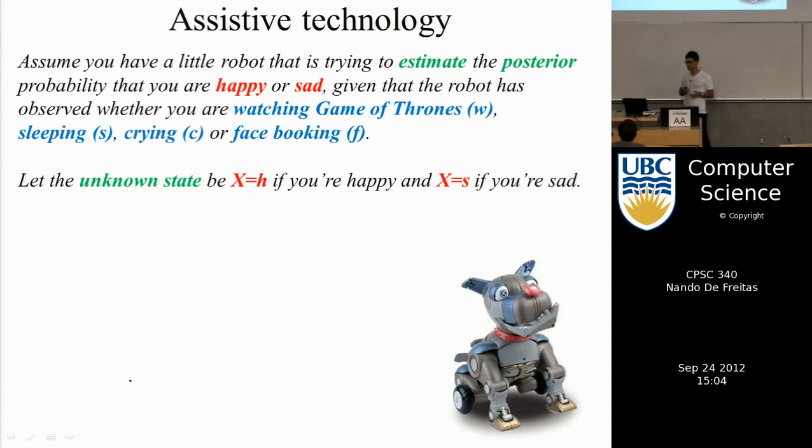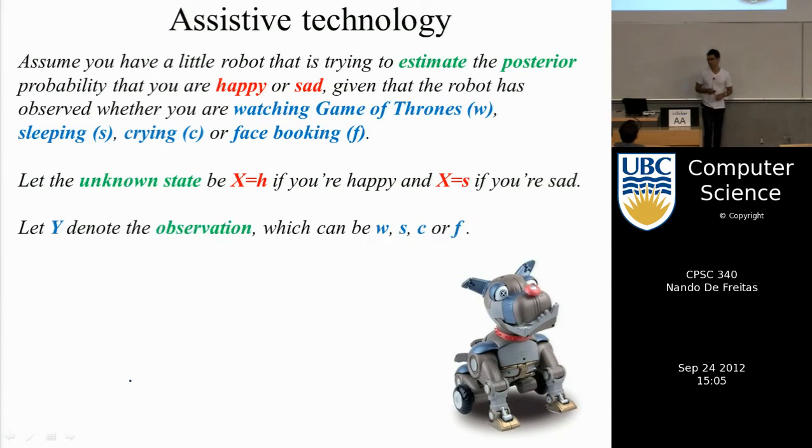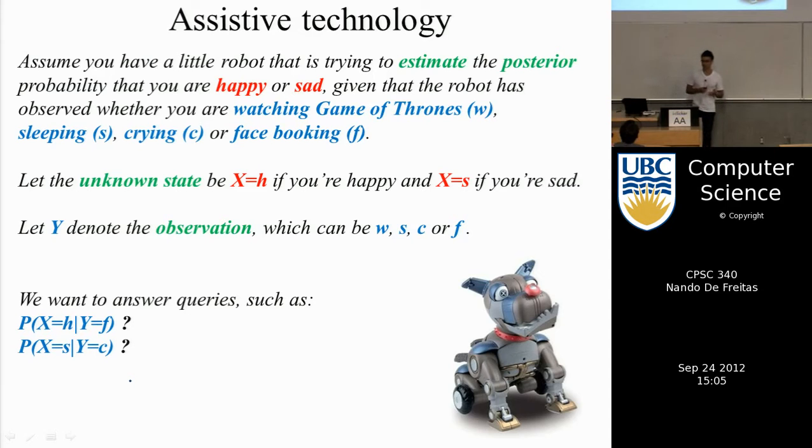So let's give these names. The unknown variable is often known as the state. I'm trying to estimate the state inside of your head, whether you're happy or sad. All I get is some observations from you. And in this case, my observations are W for watching, S for sleeping, C for crying, and F for Facebook. And I will get one of these observations. The task then will be for me to estimate probabilities, like what's the probability that you're happy given that you're watching Facebook? Or what's the probability that you're sad given that you're crying? And so on. So that's the game.